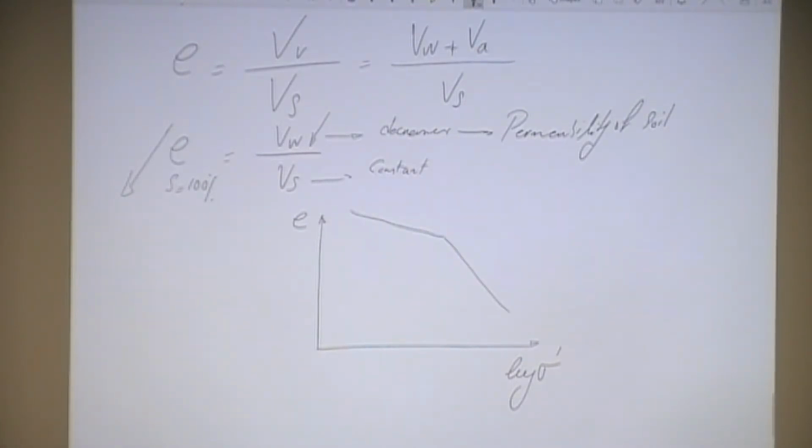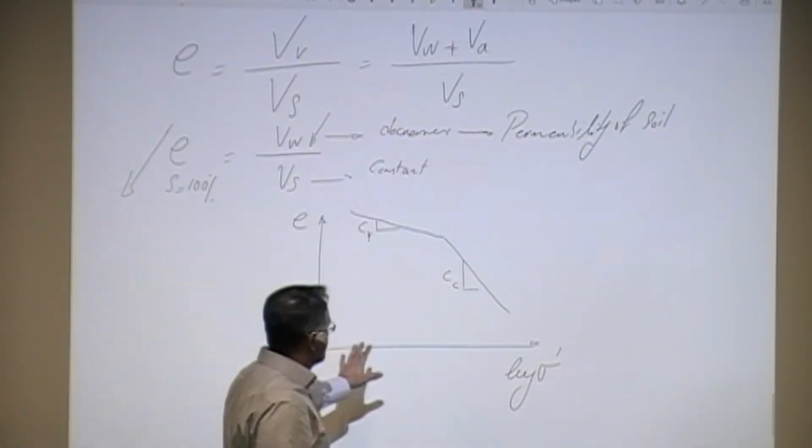You're going to see two distinct slopes in that void ratio versus log sigma prime curve. And that's something that we're going to talk about today, and that's going to be extremely important in terms of the settlement calculations. You have two distinct slopes here: C sub r, or the rebound index, and C sub c, which is the compression index.